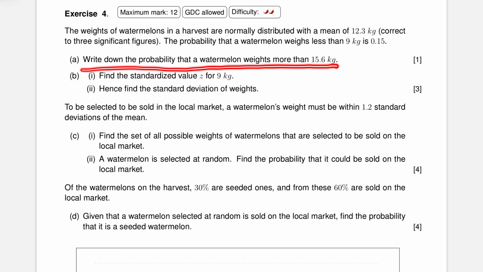In question A, we're asked to write down the probability that a watermelon weighs more than 15.6. And it seems like we're not going to be able to do that given that we do not have the standard deviation. Notice the command term, write down. Write down means it shouldn't take any calculation whatsoever for you to determine the answer for this question. And how is that the case?